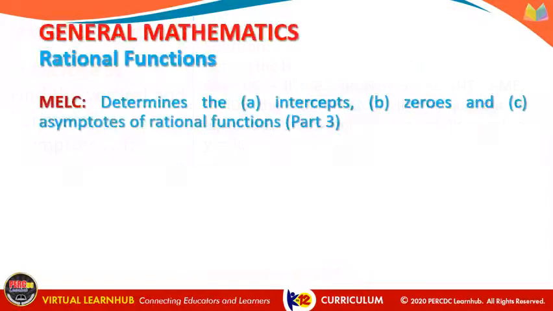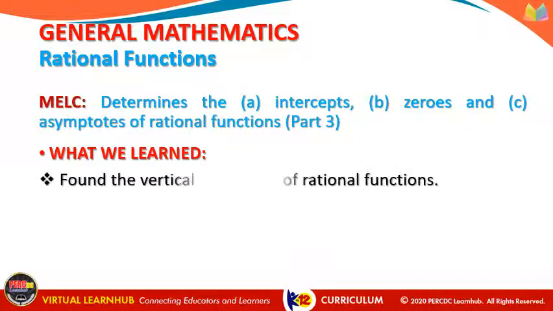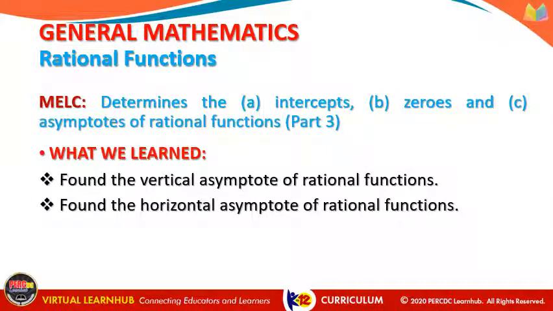Sige, that's the end of this video. I hope na mula sa 5 exercises natin, we were able to learn how to get the vertical asymptote and horizontal asymptote of rational functions. Getting the asymptotes are actually important because it will help you to graph properly your rational function. And at the same time, you need them if you want to get the range and domain of rational functions.